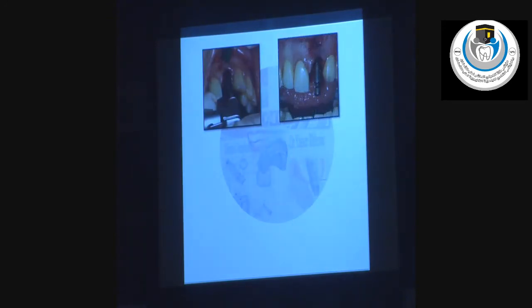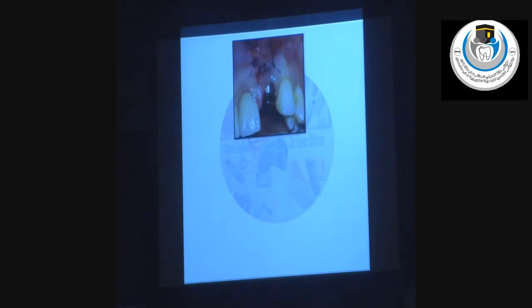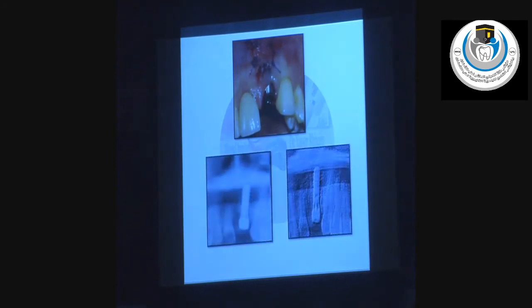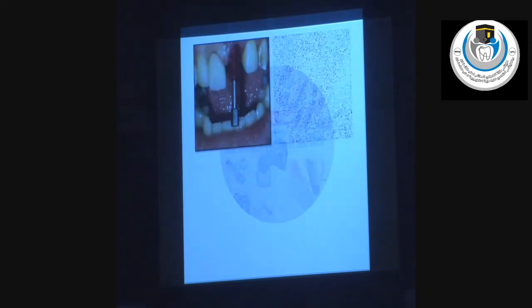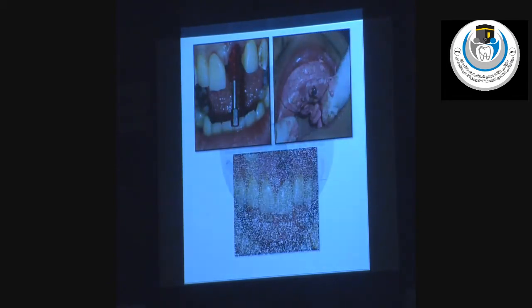We start to drill with the osteotome. We place the implant, and this is the implant in position. We suture it, and this is the x-ray after. At the same time, we place the impression transfer, take the impression, and send it to the lab, and we place the provisional temporary crown for the centrals.